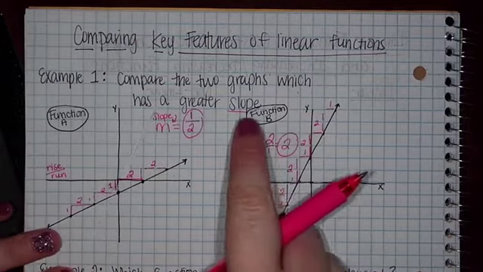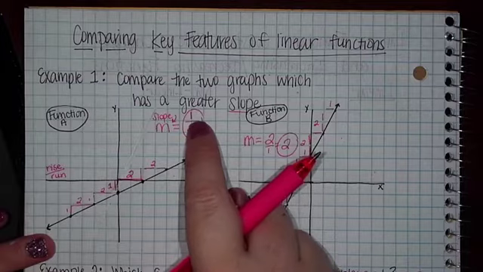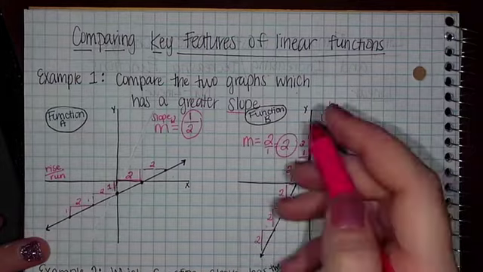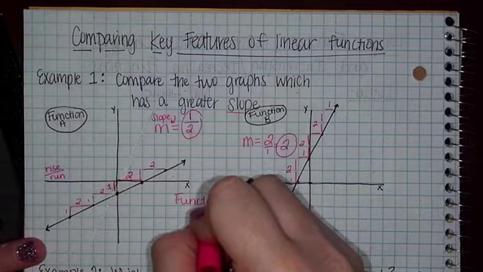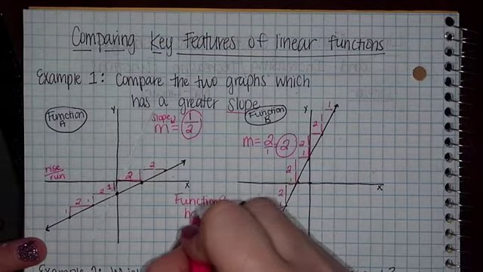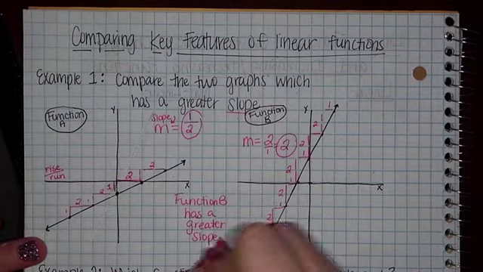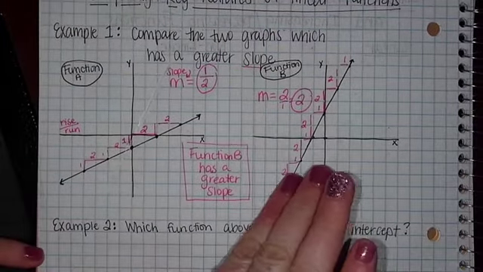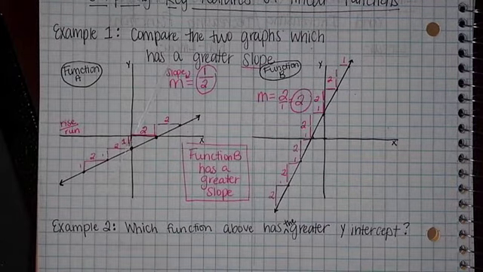We're supposed to find the one that has the greater slope. So which number is greater? Would you rather have half of a dollar or $2? Well, I would definitely rather have $2 than half of a dollar. So function B has a greater slope. And you can also see that because it's steeper.